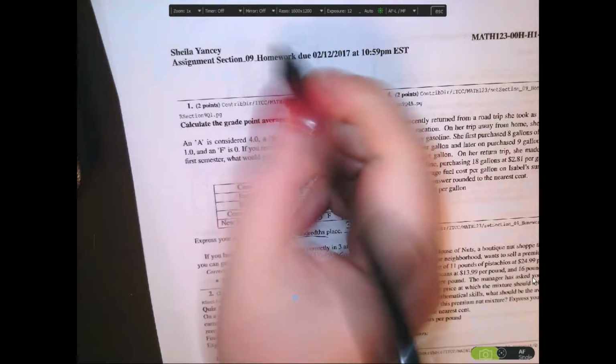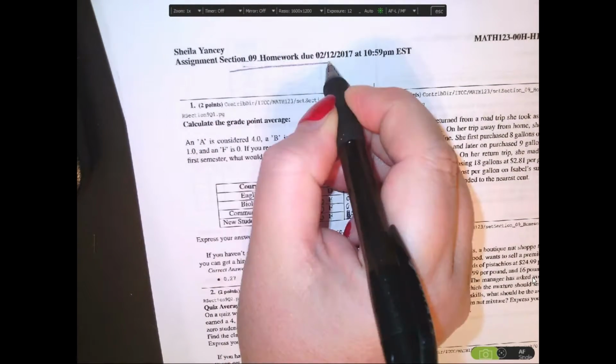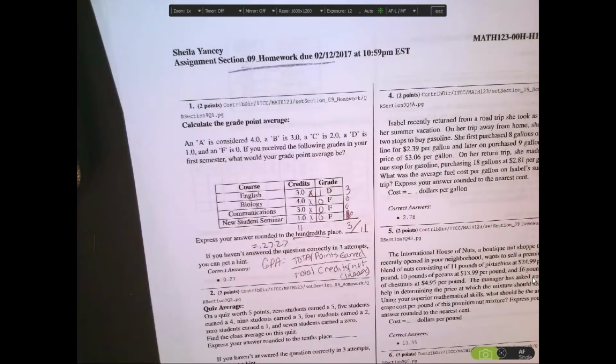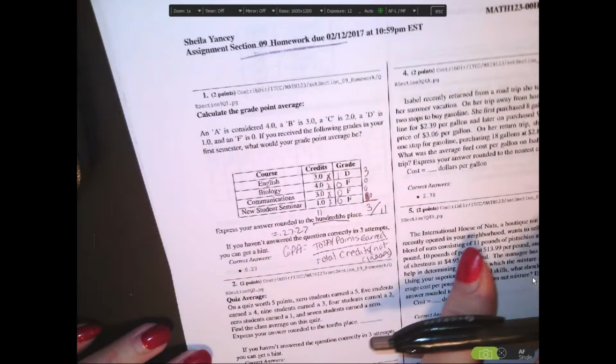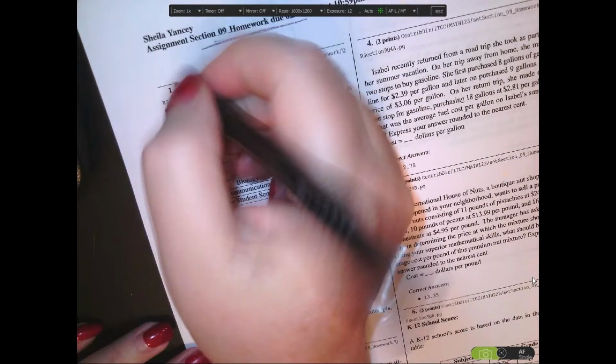Okay, 123. This is section 9, the last section of Unit 1, Week 4. Week 5 is Test 1. This is about weighted averages. We have two ways we're going to weight.